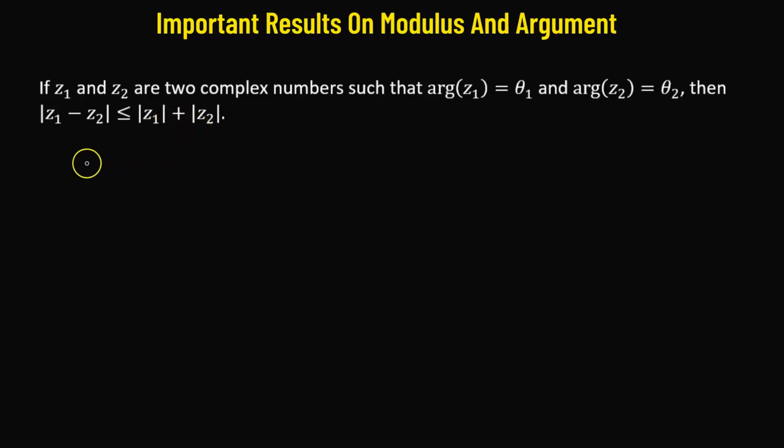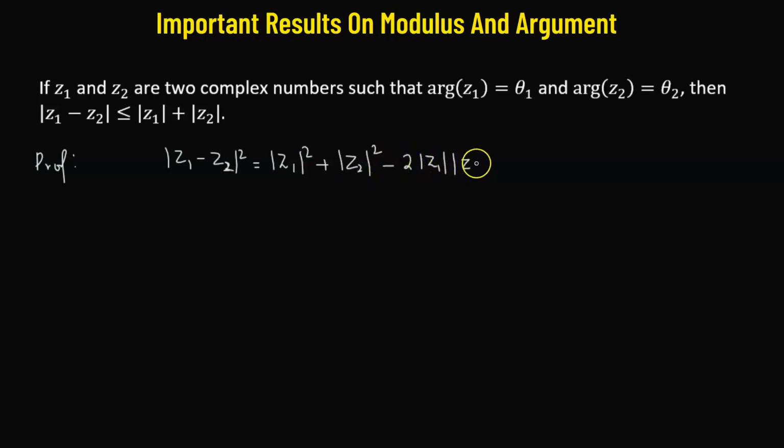So let's begin. We'll proceed this time by considering the absolute value of z1 minus z2 whole squared. So we obtain this value as absolute value of z1 squared plus absolute value of z2 squared minus 2 times absolute value of z1 times absolute value of z2 multiplied to cosine of theta 1 minus theta 2. So we'll keep it aside. Let's label this as equation number 1.